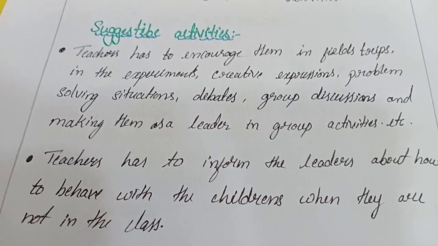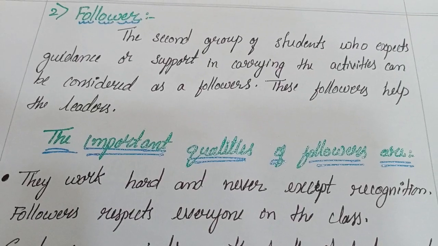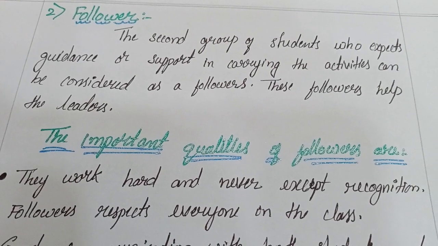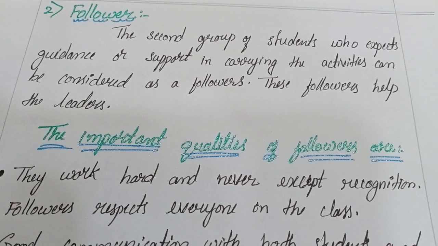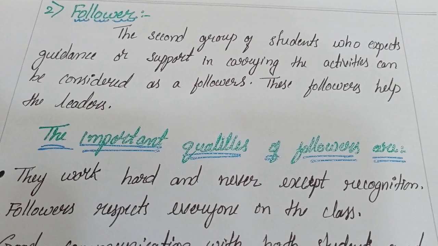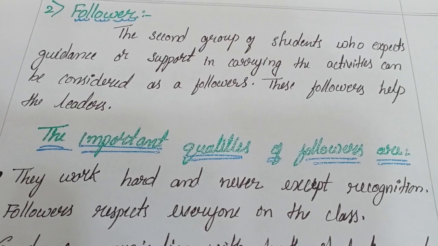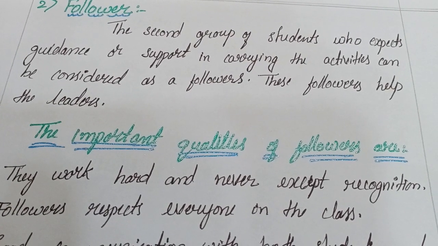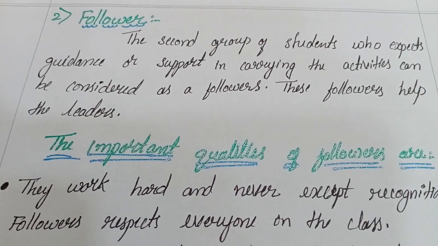And the next type is a follower. The next type of student in the classroom is a follower, who has to follow the leaders. After the leader, the followers are the students in the classroom who have to take care of the classroom when the teacher is not in the class.